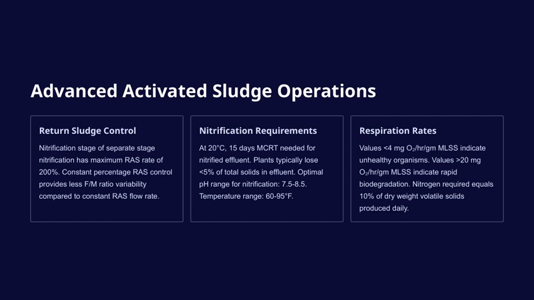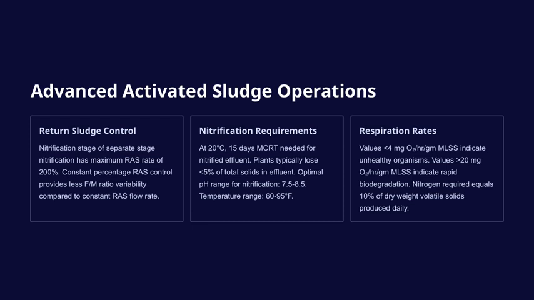Moving on to nitrification requirements, at a temperature of 20 degrees Celsius, we generally need a solids retention time, or MCRT, of about 15 days to produce a fully nitrified effluent. It's also worth noting that most treatment plants typically lose less than 5% of total solids in their effluent, which is quite efficient. For successful nitrification, maintaining an optimal pH range of 7.5 to 8.5 is essential, and the temperature should be kept between 60 and 95 degrees Fahrenheit.